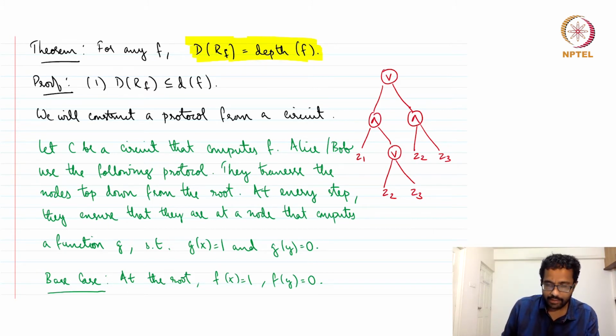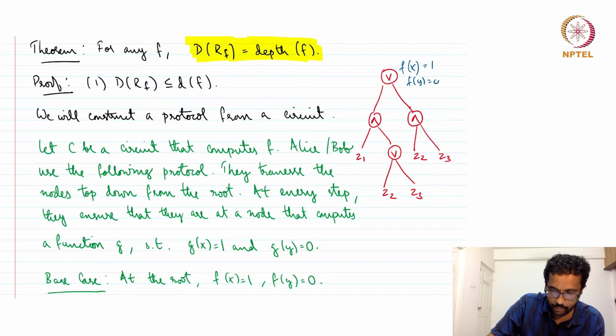And so at the top, this entire circuit computes, the top gate computes the function f. So what we have here, we know that f of x, where x is Alice's input, is 1, and f of y is 0.